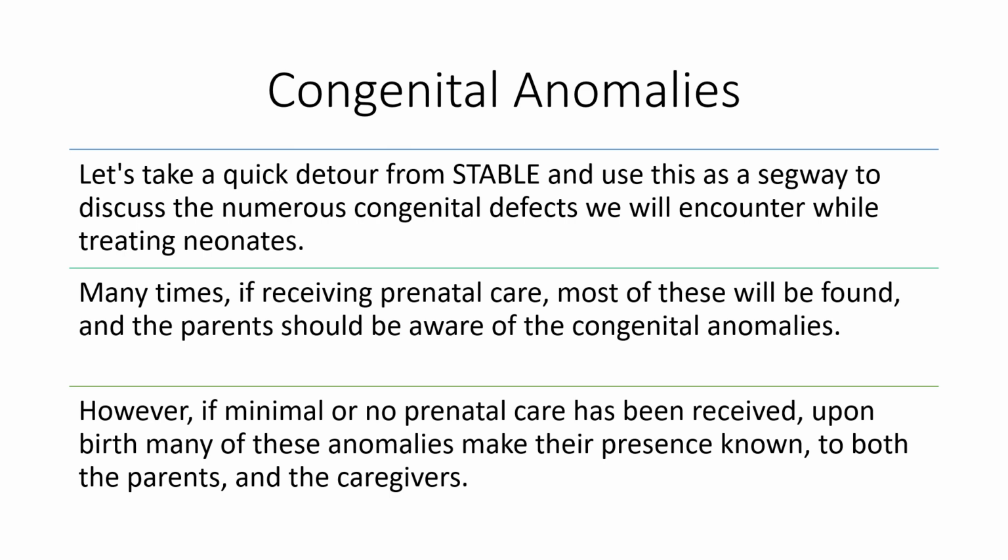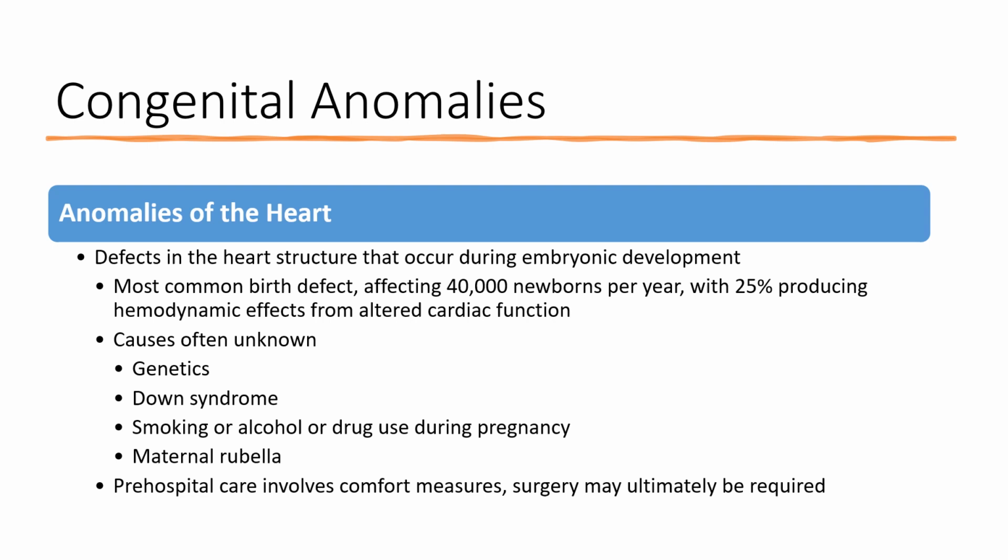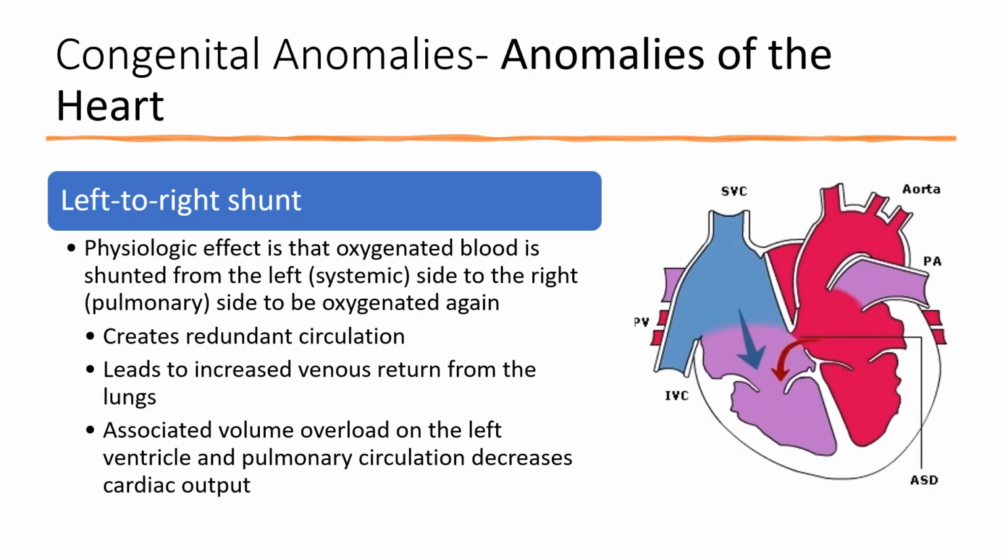Now we're just going to tour through the rest of the congenital ones since we started here with airways. Anomalies of the heart. These are defects in the heart structure that occur during embryonic development, the most common birth defect, affecting about 4,000, producing hemodynamic effects and altered cardiac function. Some causes are unknown. Some are genetic, such as Down syndrome, or smoking, alcohol use during pregnancy, and maternal rubella. In prehospital care, our goal is to provide comfort measures. Surgery might be required for some of these.